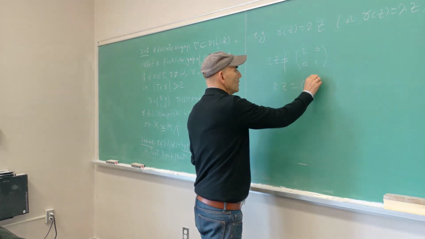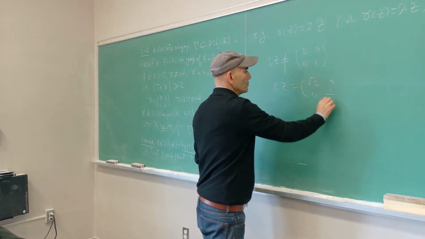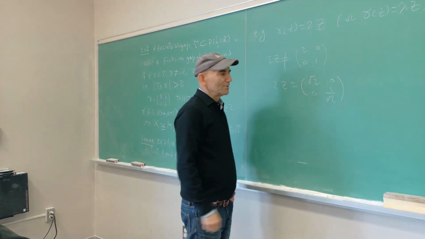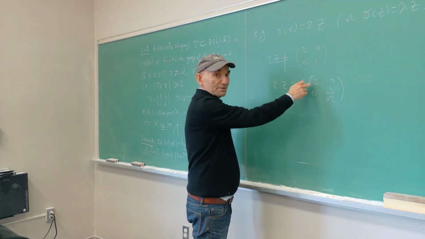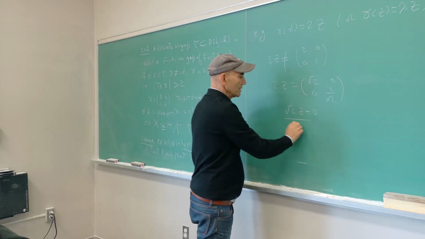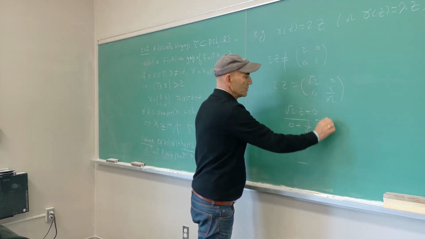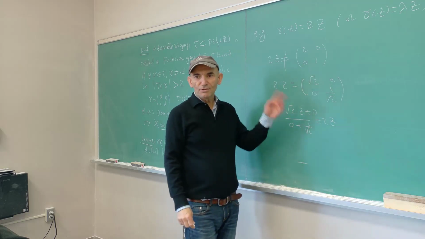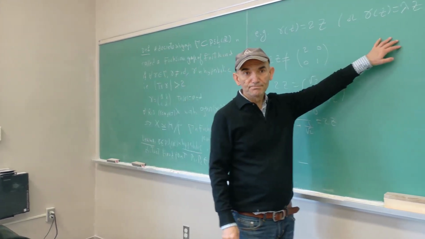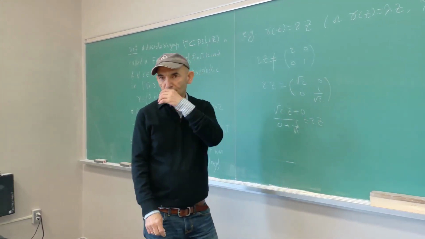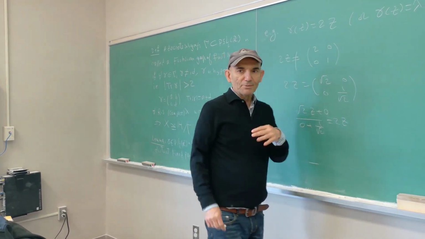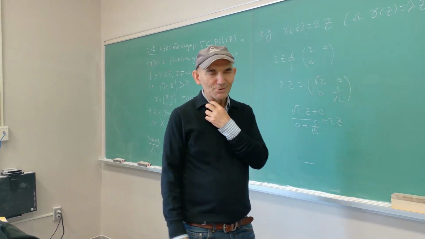2z is equal to the matrix root 2, 0, 0, 1 over root 2. You see, if you follow this, you get root 2 z plus 0, divided by 0 plus 1 over root 2, which is 2z. It's kind of confusing, actually, but this works. You can do it with lambda as well. I'll let you think about it. It's kind of puzzling, actually.